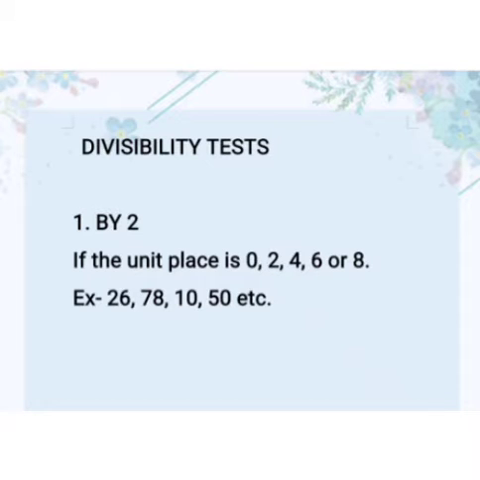फॉर एग्जाम्पल 26. See, there is 6 in units place at 26, so it will be divisible by 2. Similarly, in 78, 8 is there at units place. Then in 10, 0 is there at units place, and in 50 again 0 is there at units place. So all these numbers are divisible by 2.